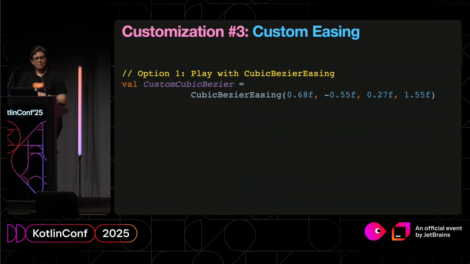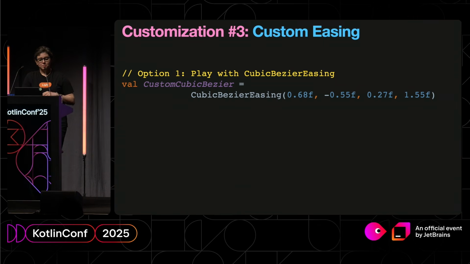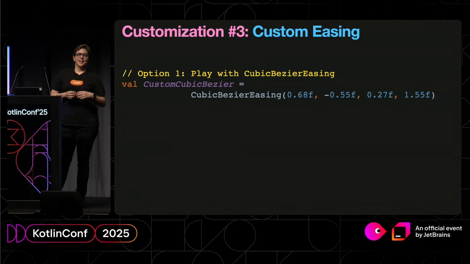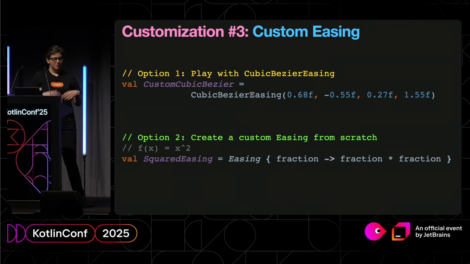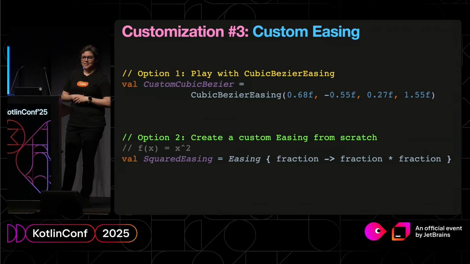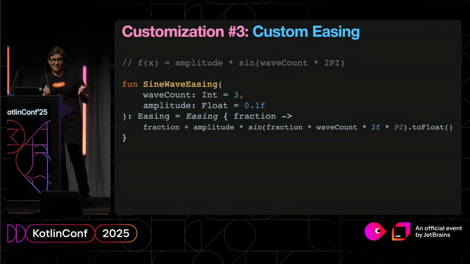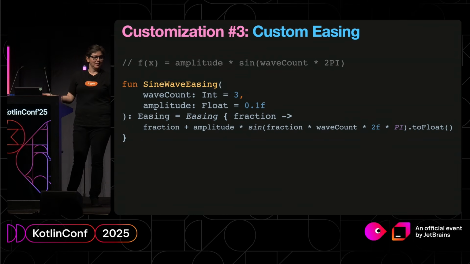So option number 1 is to play with CubicBezierEasing. This one is out of the box as well, but it's a constructor for easings that lets you create Bezier curves. If you don't know what that is, I invite you to Google it, but basically it's a way to define how a curve is built. Playing with these values is already super powerful because you can get different behaviors with that, but the option I play with the most is creating a custom easing from scratch, right? As I said, these are basically plots, so you can just grab your favorite formula, like in my case, sine, and then create an easing using that.